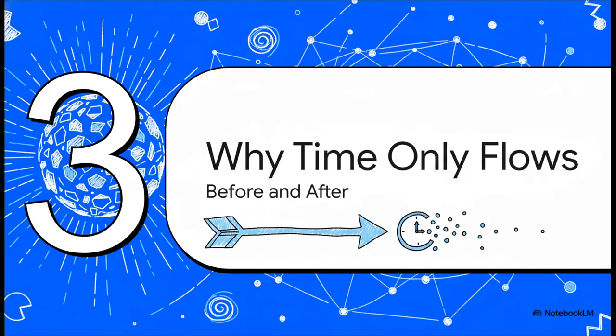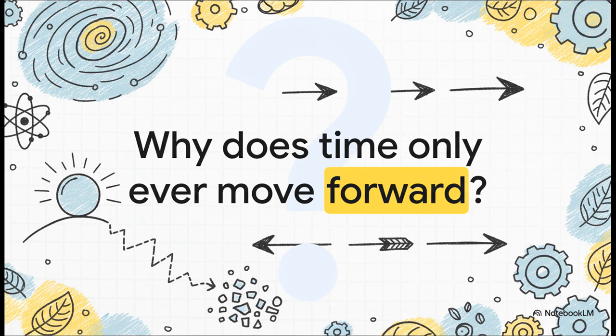Okay, so that brings us to another huge mystery. If breaking symmetry is what gives us our sense of time, why does that time seem to have a direction? Why does it only flow one way? Let's take a look. This is a really big puzzle in physics.